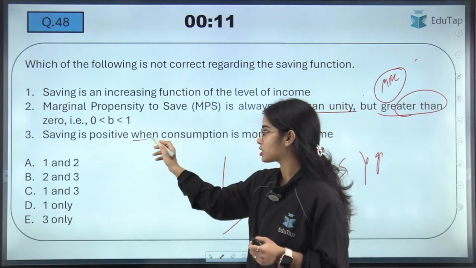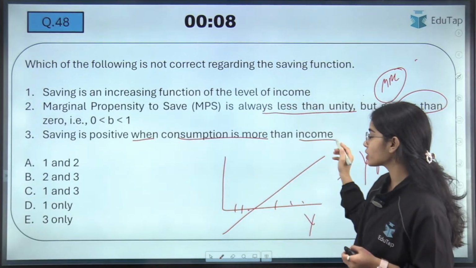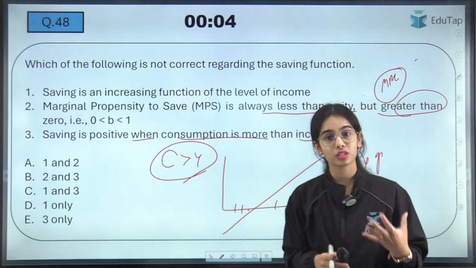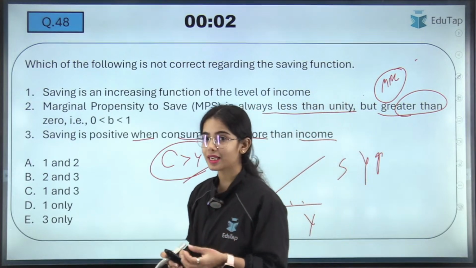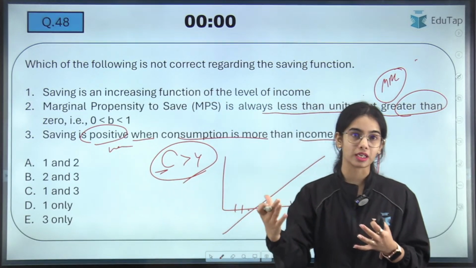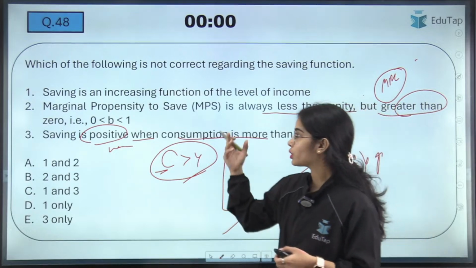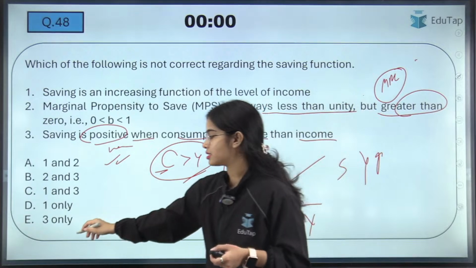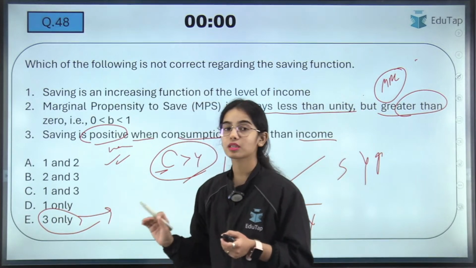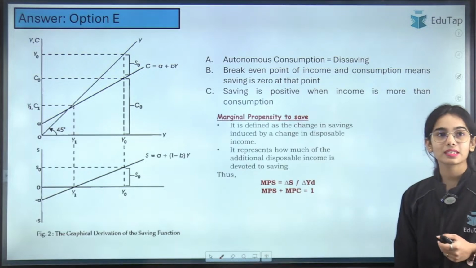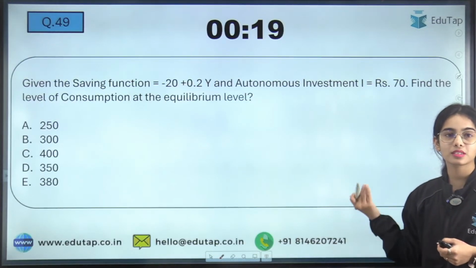Saving is positive when consumption is more than income. So when consumption is more than income, should the saving be positive? No, the saving is negative. Saving is negative when the consumption is more than your income. So only 1 and 2 are correct. So the right answer is 3 only, as only the third one is incorrect. Try to answer this next question.